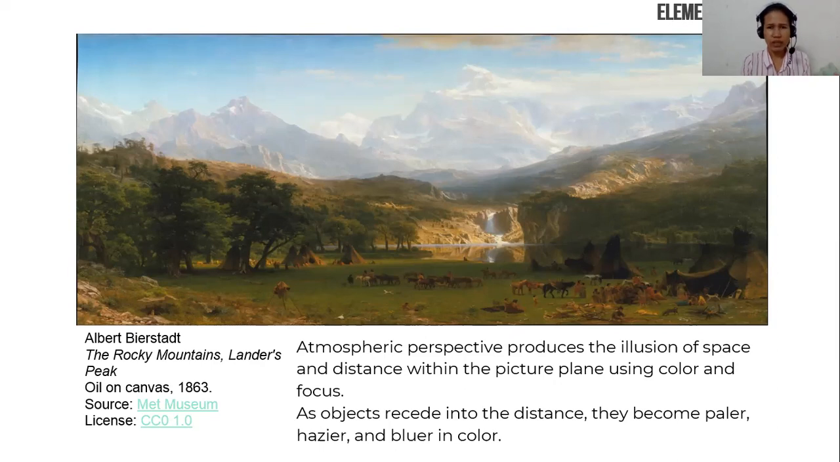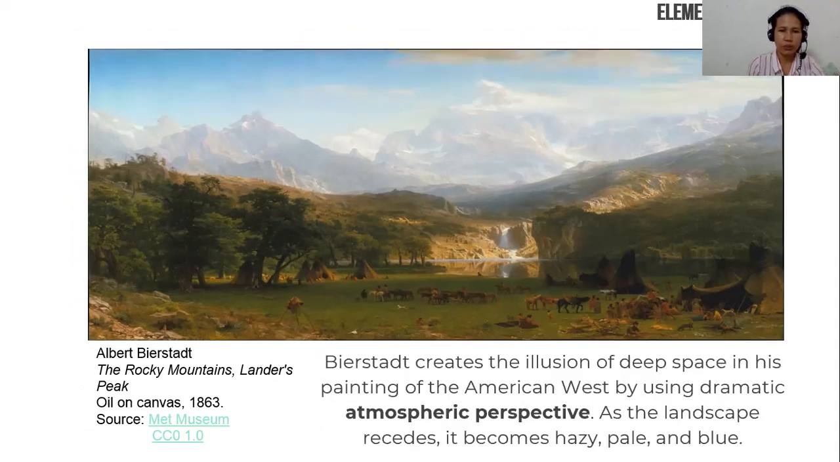So we can see in this painting, no, that the perspective it gives is somewhat different from the linear perspective that we had last time. Okay, here, what works to give another perspective is the use of color, the tone, the color, which gives this kind of view in this example of artwork. Okay, so in this artwork, Bierstadt creates the illusion of deep space, in his painting of the American West, by using dramatic atmospheric perspective.